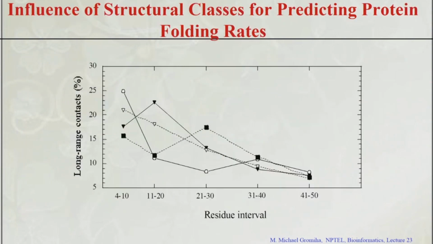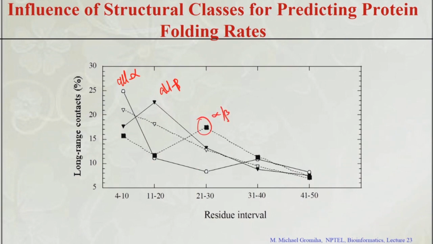So, now I show the long range contacts at the different structure classes, as I discussed earlier: four different structure classes, all alpha, all beta, alpha plus beta and alpha beta. In the case of all alpha, the contacts are mainly in the 4 to 10 range, and for all beta, mainly in the 11 to 20 range. The alpha plus beta you can see is between the all alpha and all beta, and the alpha beta, this is the range.